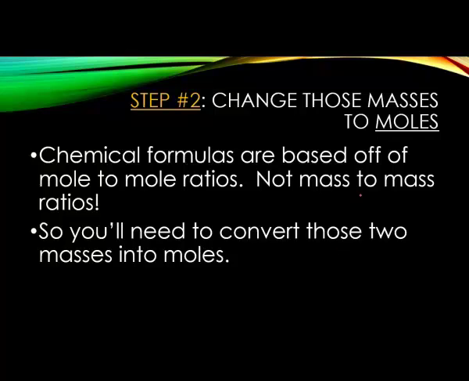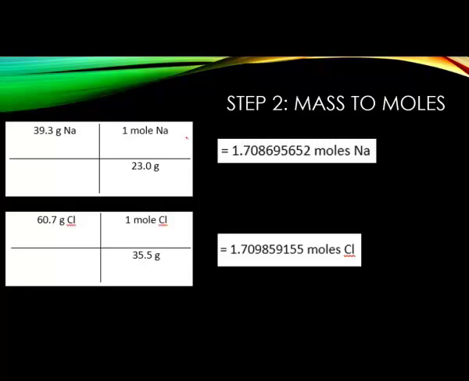Step number 2, you're going to change those masses that you just got into moles. So chemical formulas are based off of mole ratios. Sodium chloride has 1 Na for every 1 Cl. So for every mole of Na, there will be 1 mole of Cl. So in step number 2, you need to convert the masses into moles. The first mass was 39.3 grams for Na, and then you have 60.7 grams for Cl.